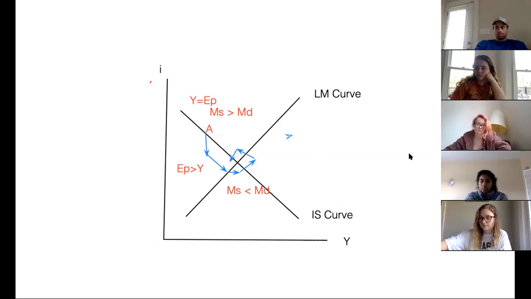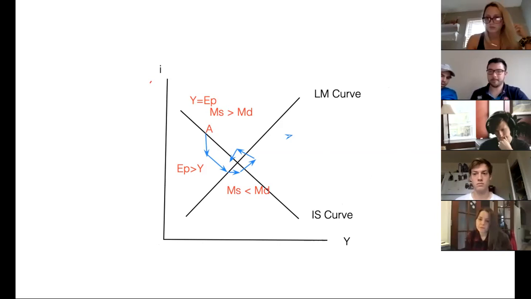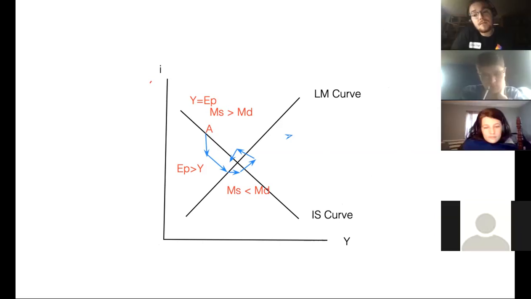I have a question. Sure. So on the fourth arrow, I guess, yeah, that one. How do the interest rate and the GDP both increase on the second half of it, when it's above the IS curve? Yeah.